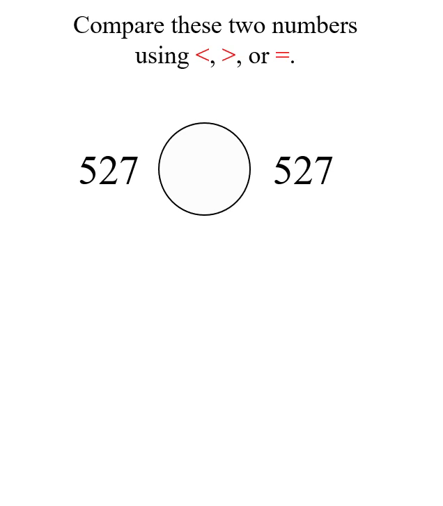So since they both are the same, I'm going to put 2 lines by both of them because they're both the biggest number. And I'm going to connect those 2 lines going across and I make the equal sign. So 527 is equal to 527.